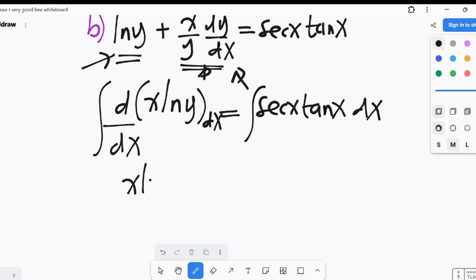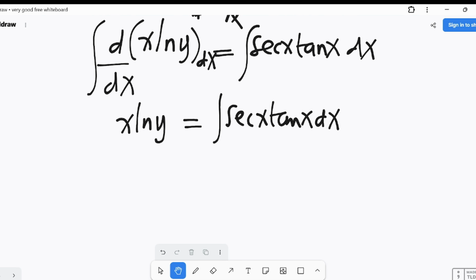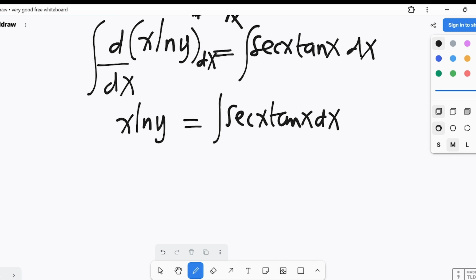So you have x ln y is equal to, now you battle the integral when you integrate the other side. So when you integrate this side, sec x tan x dx. Now, for you to know the integral of sec x tan x, we use what we call change of variables. So we are going to let change of variable.